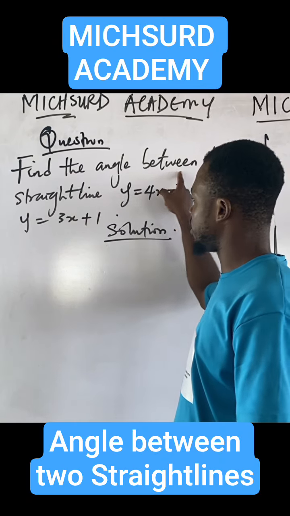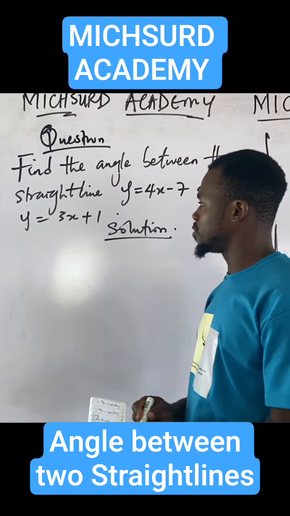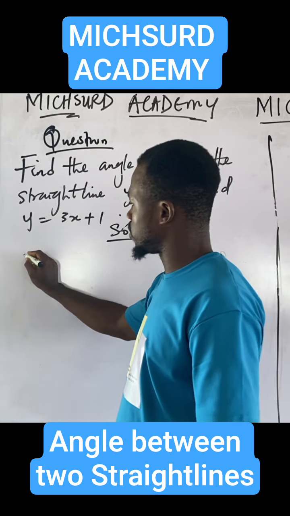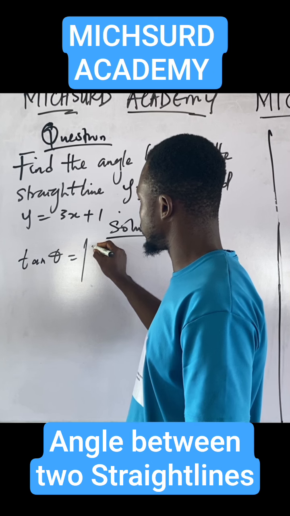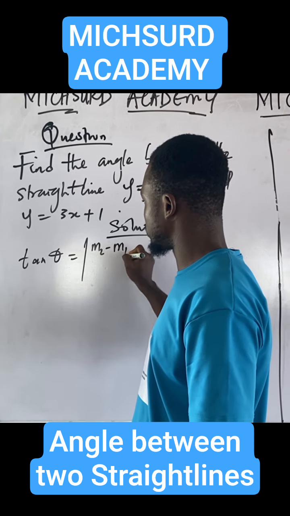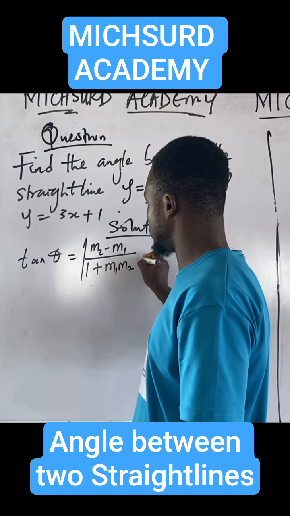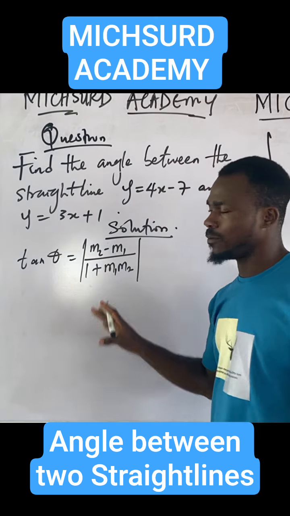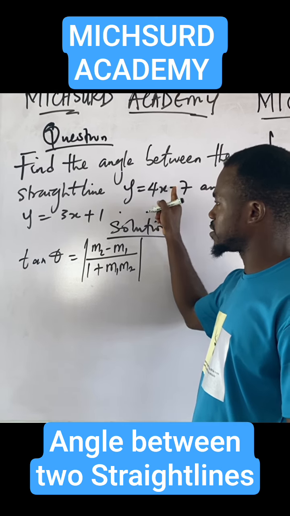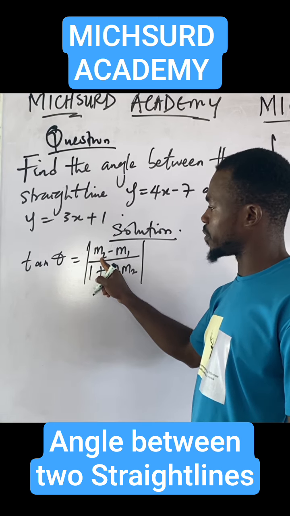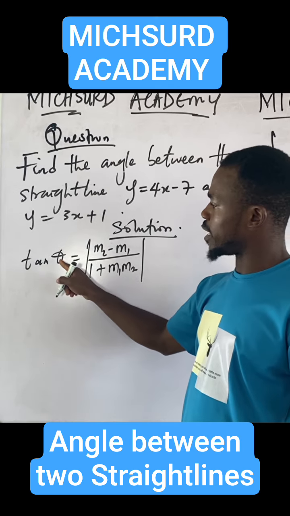So the question is to find the angle between these straight lines. To get the angle between the two straight lines, we make use of the formula that tan theta is equal to the magnitude of m2 minus m1 all over 1 plus m1 times m2. So that is the formula we are going to use, where m1 represents the slope of the first straight line and m2 represents the slope of the second line, and the angle here is theta.